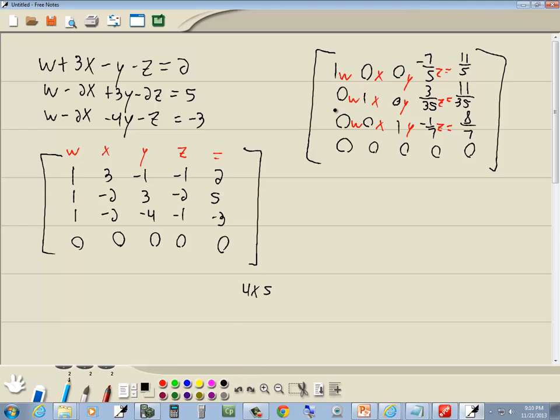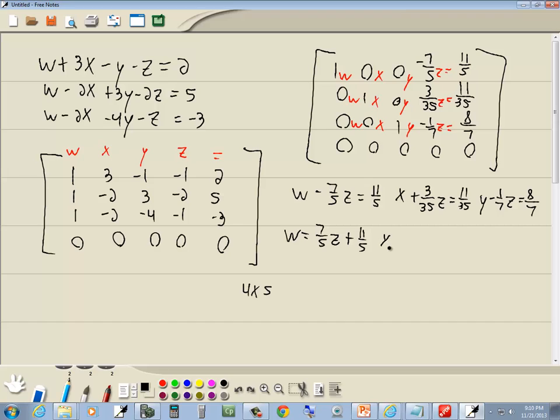Now our first row, the zeros drop away, so we got W minus 7/5 Z is equal to 11/5. Second one is X plus 3/35 Z is equal to 11/35. And our last one, we got Y minus 1/7 Z is equal to 8/7. Okay, this one we're going to solve for W. So take negative 7/5 Z over. We got W is equal to 7/5 Z plus 11/5.